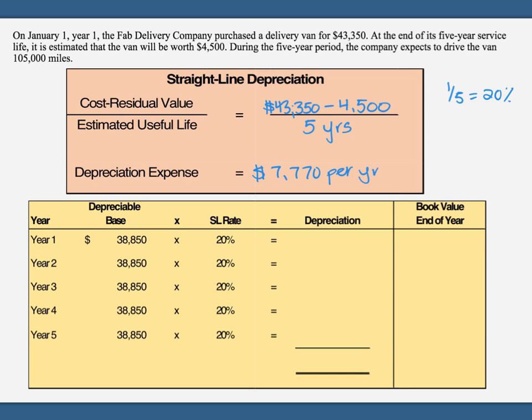So we start with our depreciable base, which is the 43,350 minus 4,500. That tells us how much of that purchase we're depreciating. The rest is our residual value. So we multiply that by our straight line rate, and that also gives us 7,770. And that's going to be the same for each one under straight line depreciation. And if we add all these up, this is going to equal our depreciable base, 38,850.